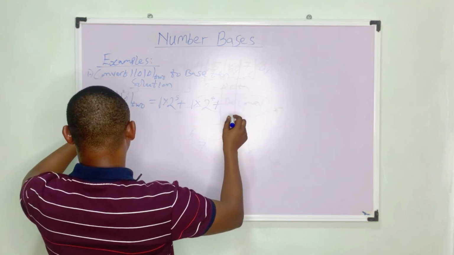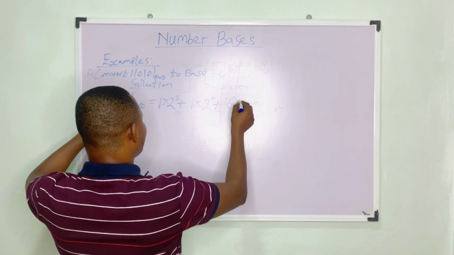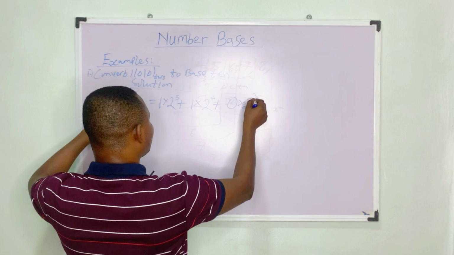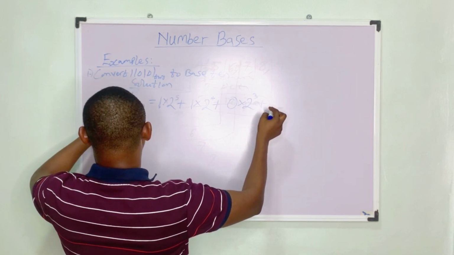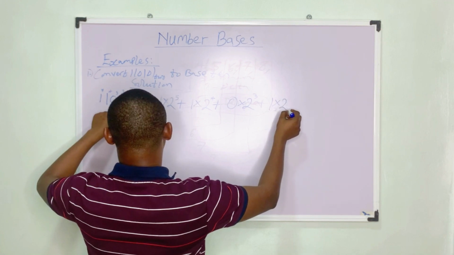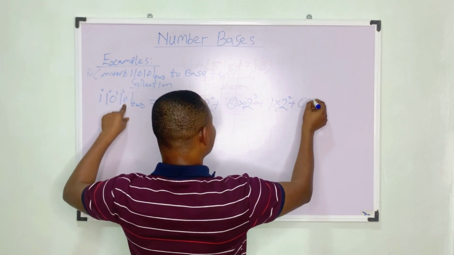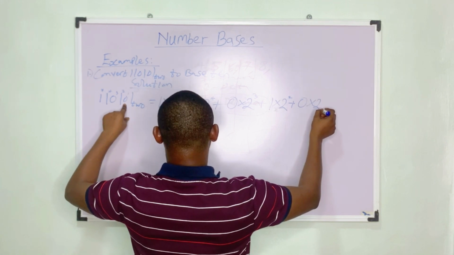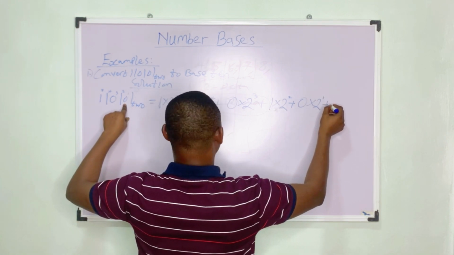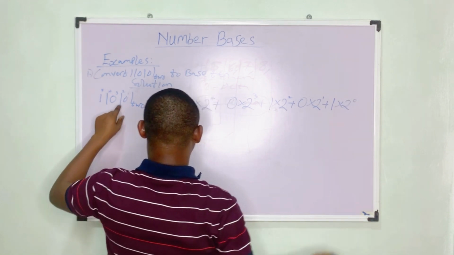Plus, the next number here is 0, multiply by 2 and raise to the power of 3. Then plus, the next number is 1, multiply by 2 and raise to the power of 2. Plus, followed by 0, multiply by 2 and raise to the power of 1. Then plus 1 multiplied by 2 raised to the power of 0.